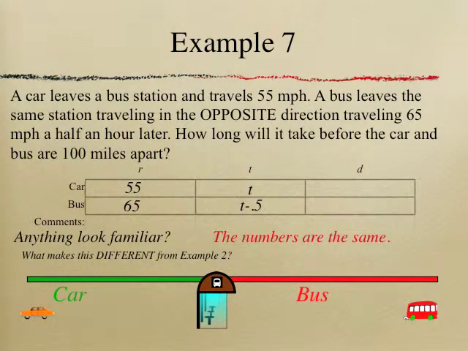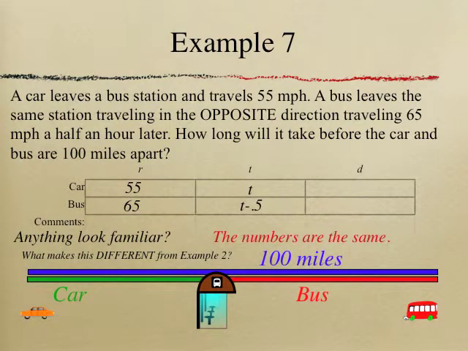Now it says, how long will it take before the car and the bus are 100 miles apart? So that right there would be 100 miles. Do you see how this blue, red, and green thing from the very first lecture is coming into play here? So if my car's distance is D, what is the bus's distance? Good, it's 100 miles less than whatever the car drove. 100 minus D.